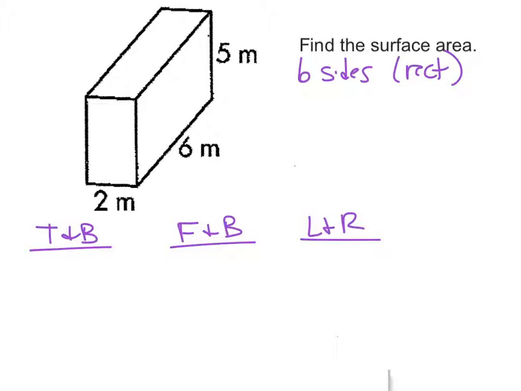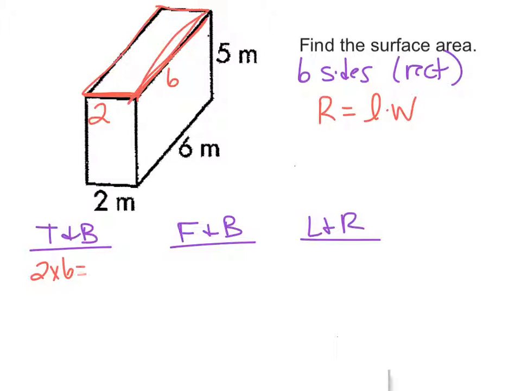Okay, so let's start with the top. So I'm going to trace the top, and it's a rectangle. So the area of a rectangle is length times width. So the length is this side here, which would be 2, and the width is this side here, which is the same as the 6. So we have to do 2 times 6, which gives us 12. So the area of the top is 12, and I'm going to multiply that by 2 so I get the top and the bottom. So that's 24 meters squared.